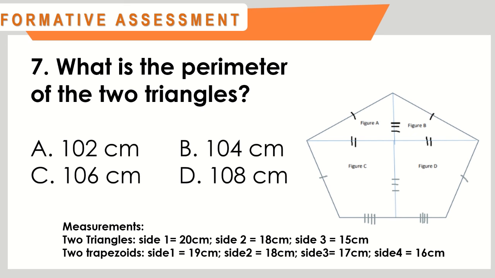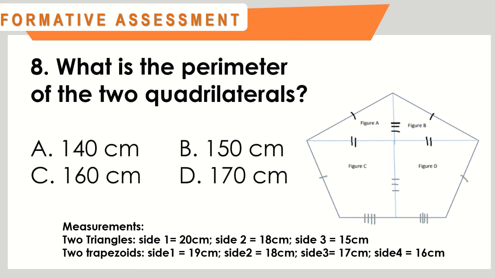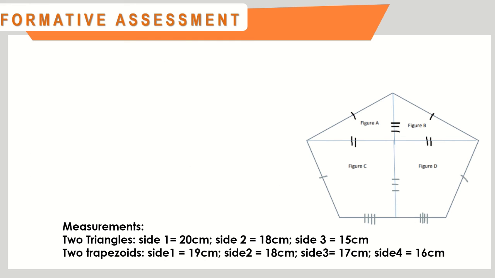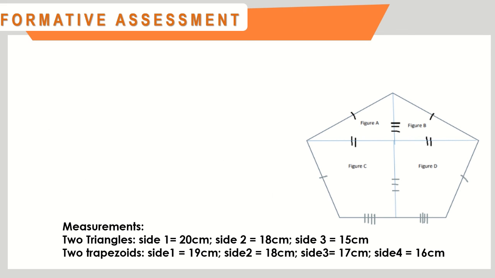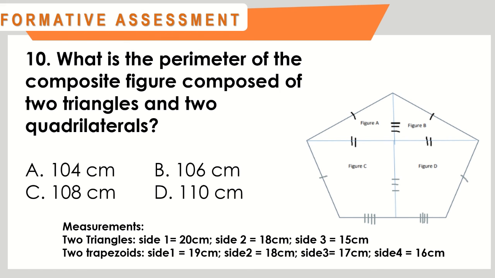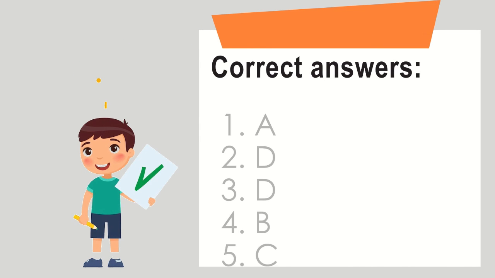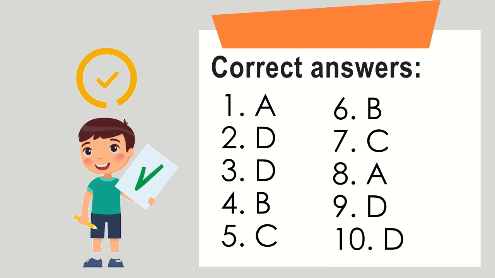What is the perimeter of the 2 triangles? What is the perimeter of the 2 quadrilaterals? What is the perimeter of the trapezoids and figure A? What is the perimeter of the composite figure composed of 2 triangles and 2 quadrilaterals? Here are the correct answers for numbers 1 to 5 and 6 to 10.